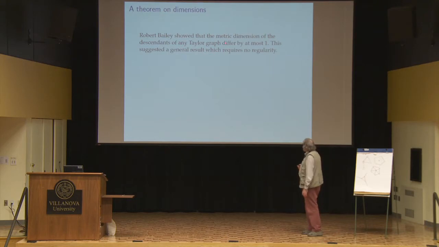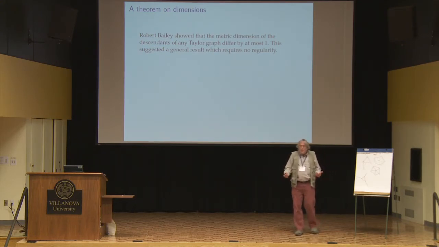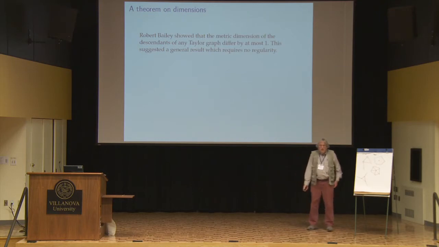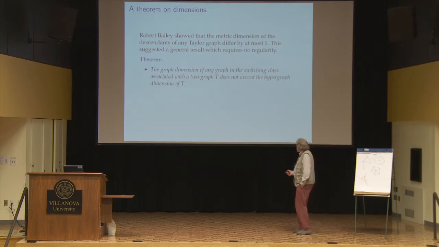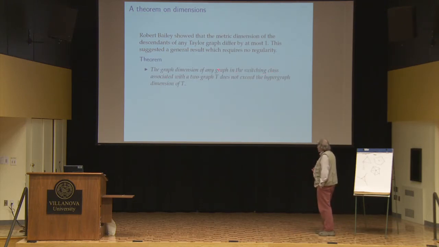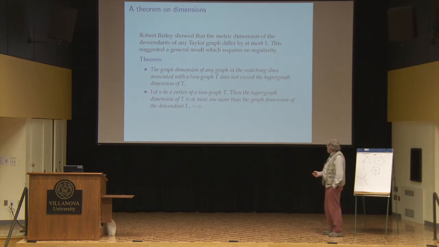So Robert Bailey showed that the metric dimension of the descendants of any Taylor graph differ by at most 1. These are all strongly regular graphs, so metric dimension and graph dimension are the same in that case. So he stated it as a theorem about metric dimension, but I could equivalently say graph dimension. Well, this is what I was able to prove. The graph dimension of any graph in the switching class of a two graph does not exceed the hypergraph dimension of the two graph. This is for any graph in the switching class.